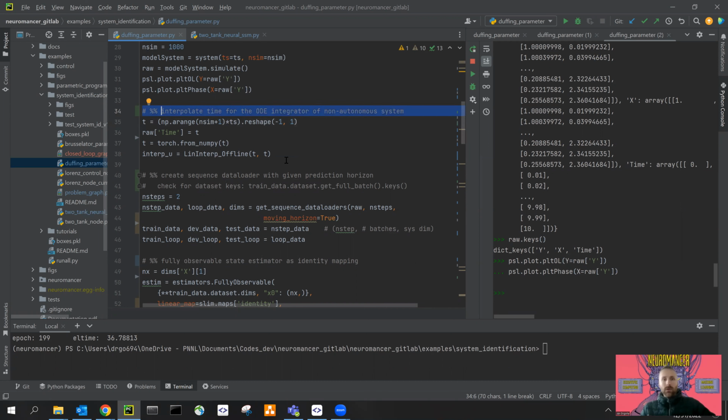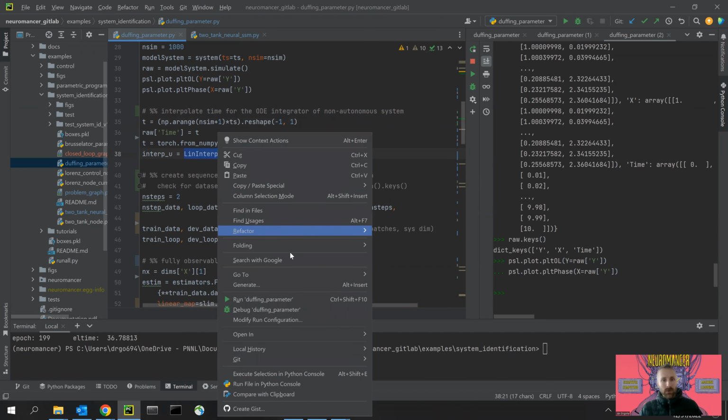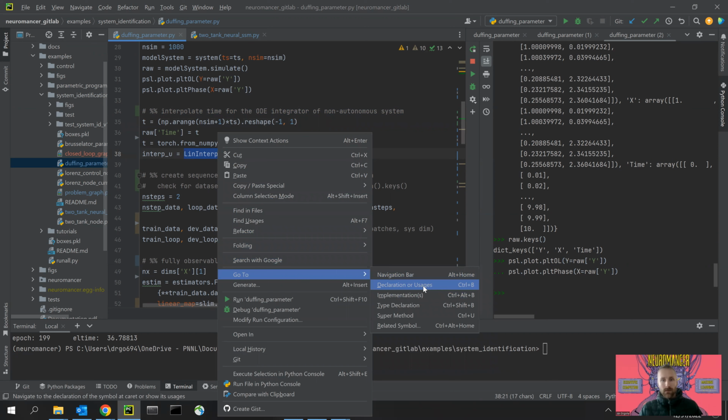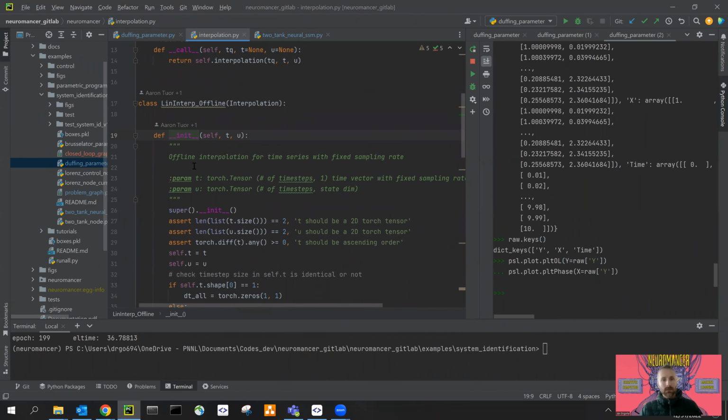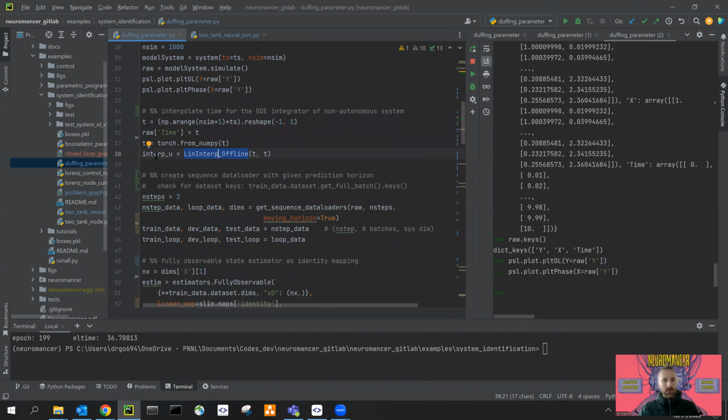Next step, we are going to create an interpolator of our time for our system integrator. This is necessary when we are solving ODE types of systems, to fill in the gaps for which we don't have explicit measurements. The interpolator is a relatively simple class that provides you with filling up the missing points for the time series with fixed sampling rates. So that's what we will use later on.